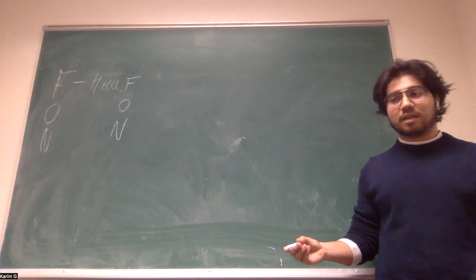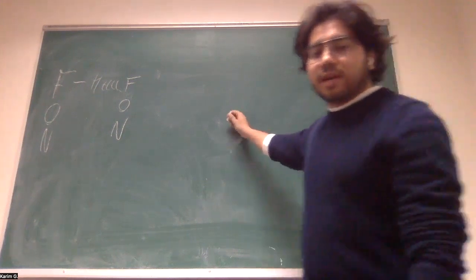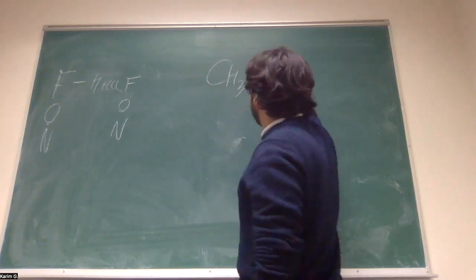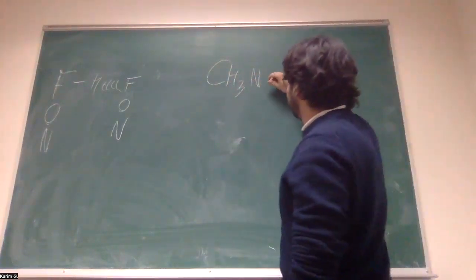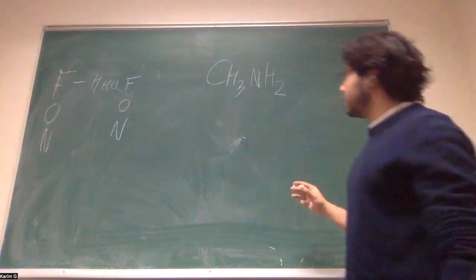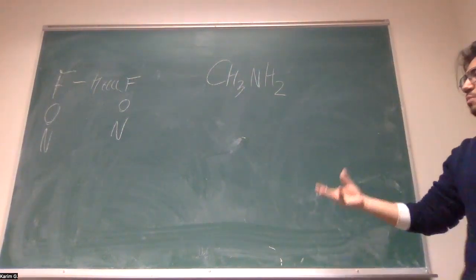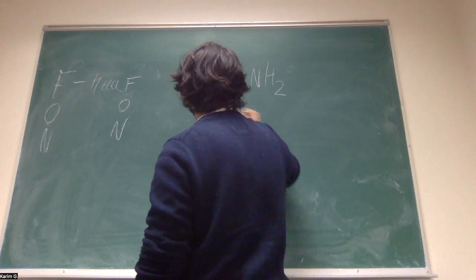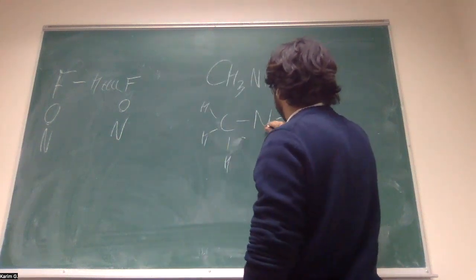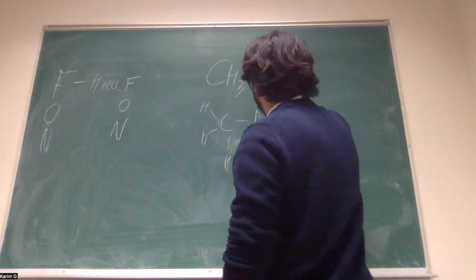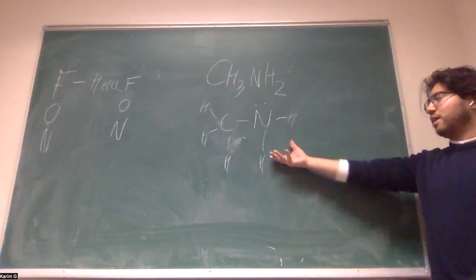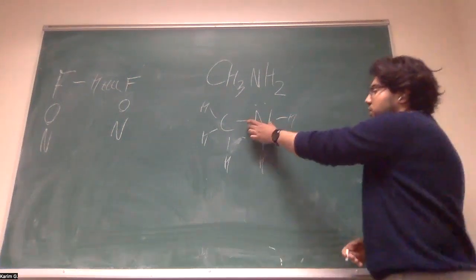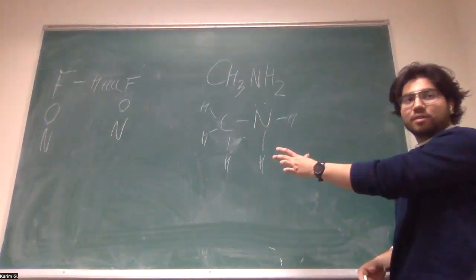For 2, I think A. A, okay. So A is CH3NH2. If we were to expand this molecule, we'd get something like this, and then there's 2 hydrogens here. Could there be a hydrogen bond in this molecule? Yes, because you have the nitrogen covalently bonded to an H.